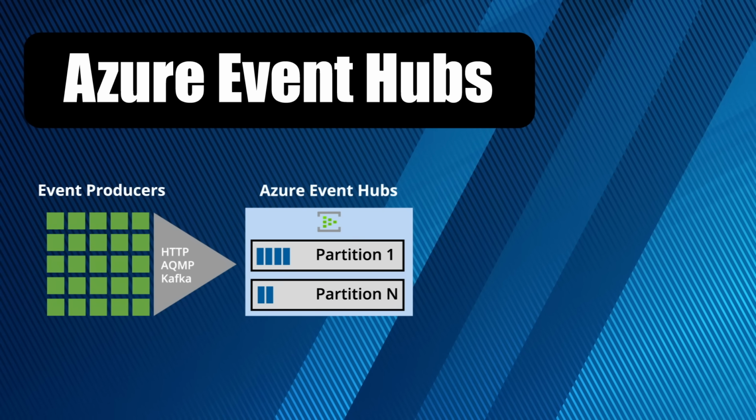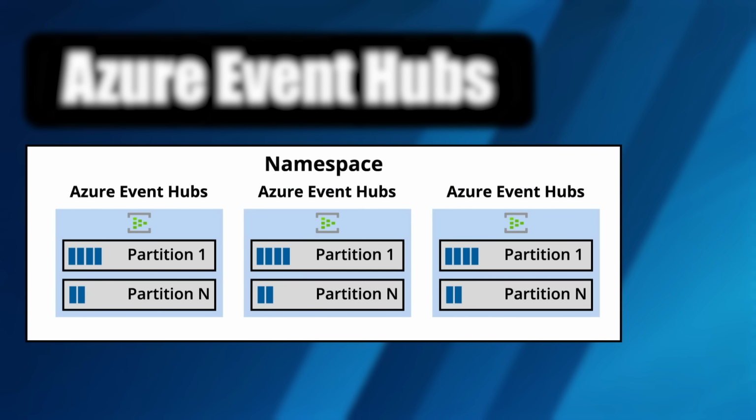We also have Event Hubs namespace. This is a container for one or more Event Hubs. It serves as a unit of scoping and billing. A namespace can contain multiple Event Hubs.